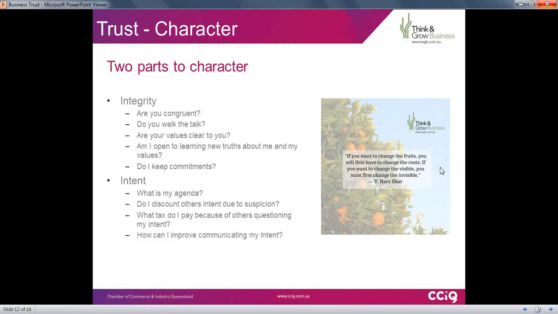So with integrity, are you congruent? Do you walk the talk? Are your values clear to you? Am I open to learning new truths about me and my values? And do I keep commitments?